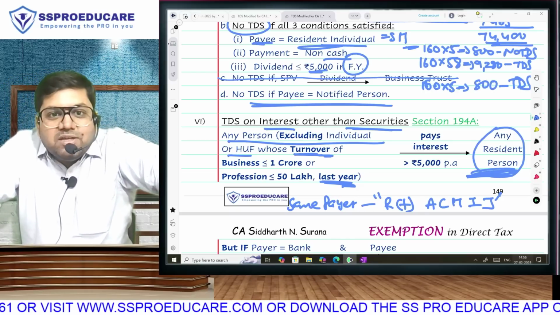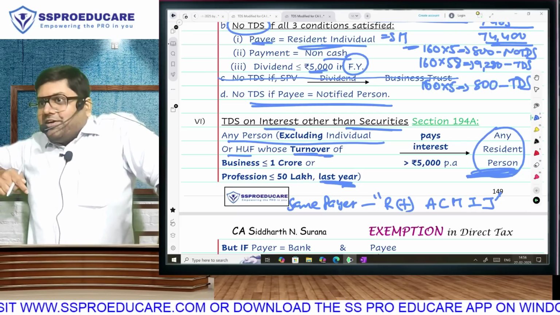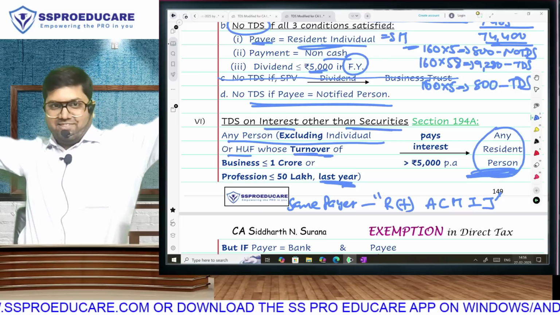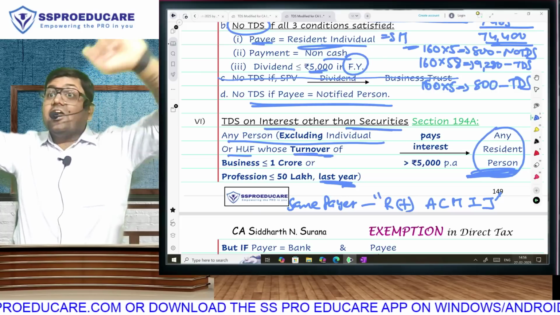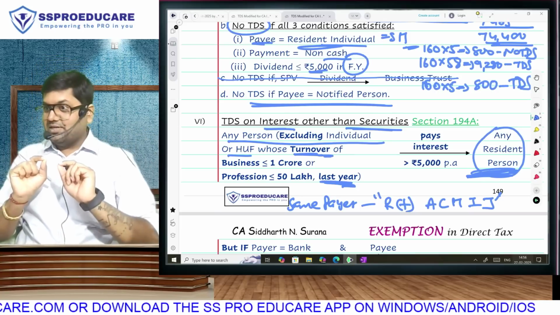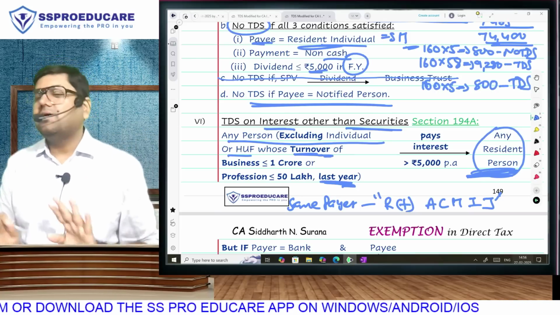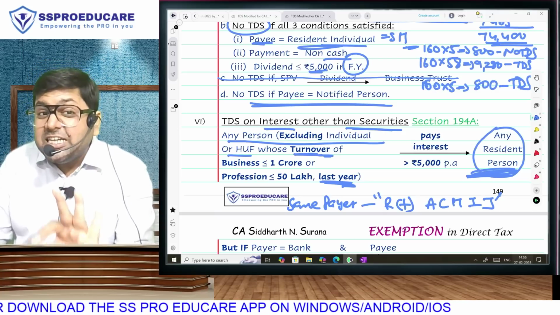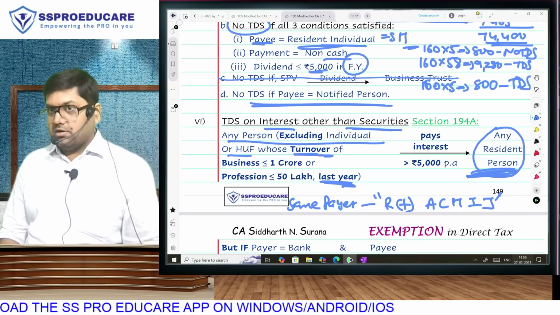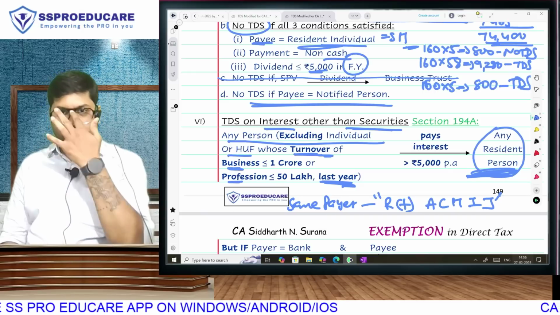For any decision making, you can see the turnover of, in the act they have written, immediately preceding previous year. Immediately last year. We will see last year. If your last year's turnover, who can have turnover? Only those who are having business or profession.